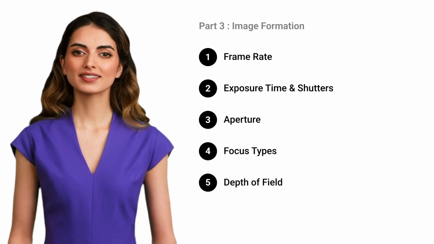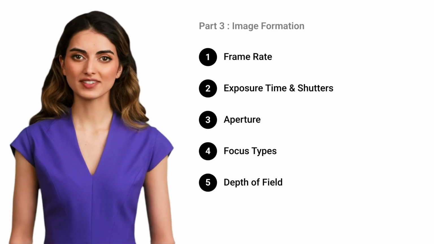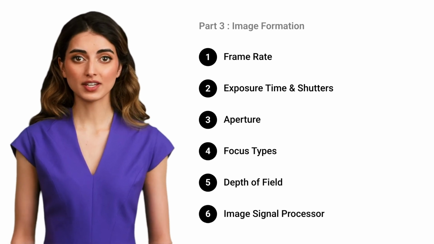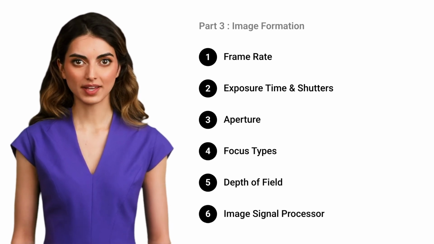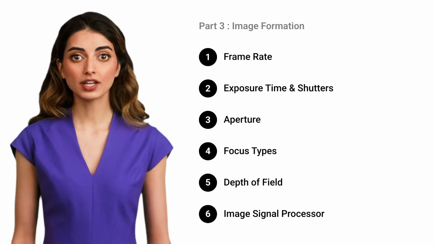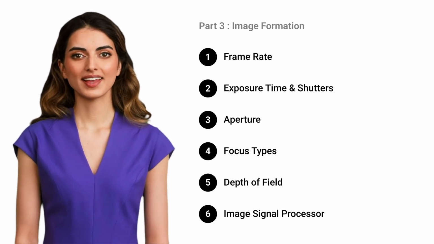Next, we will understand depth of field, which determines how much of the scene remains sharp. Lastly, we will explore the image signal processor, or ISP, the critical processing stage that converts raw sensor data into clear, usable video. Let's get started.